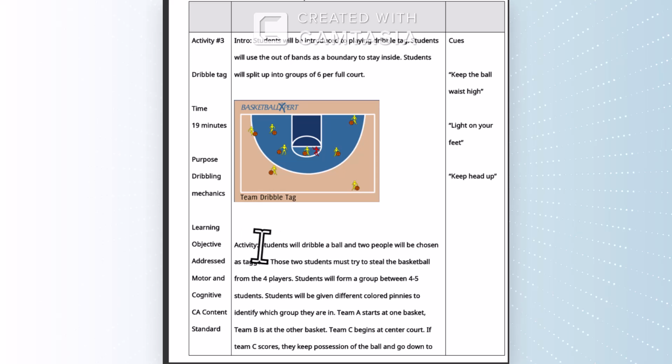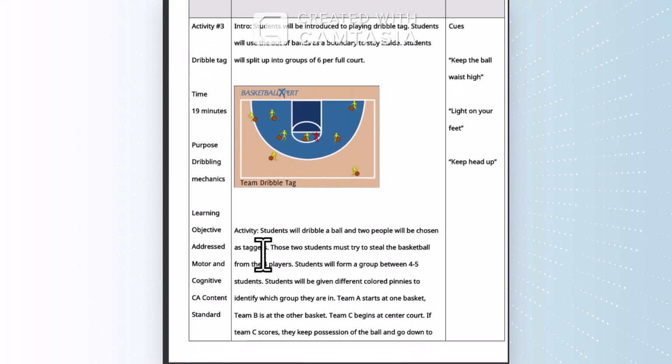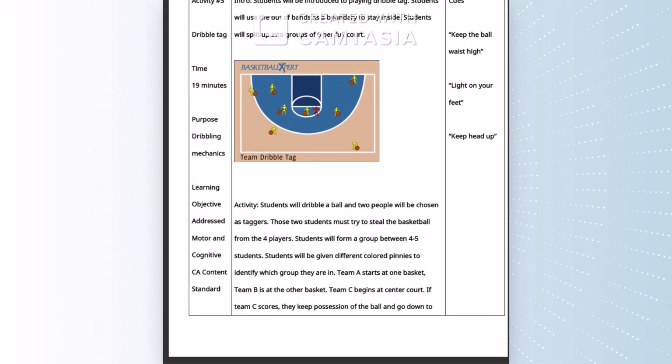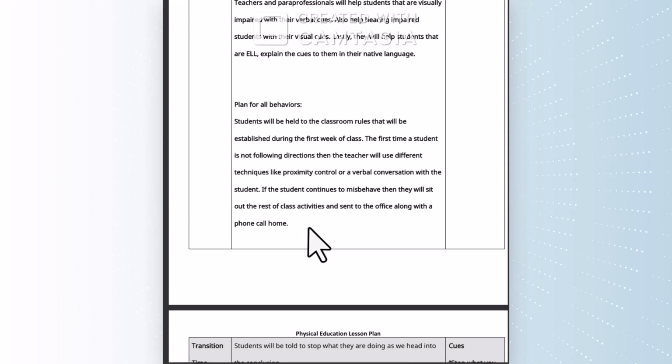Dribble tag should take about 19 minutes, and the purpose here is so that students can work on their mechanics and think about their cues that they learned in class. I also have my standards written here as well that each activity meets, and a plan for all behaviors.